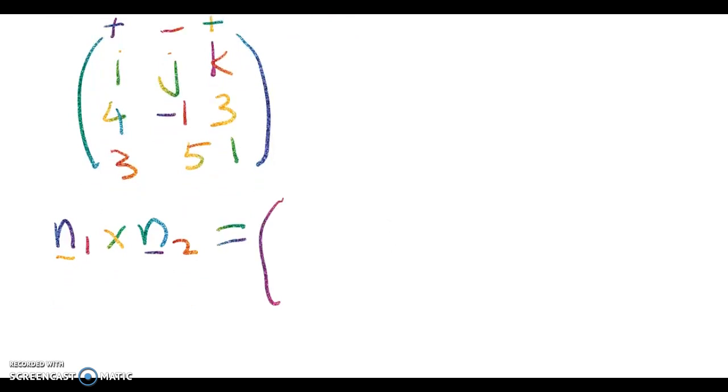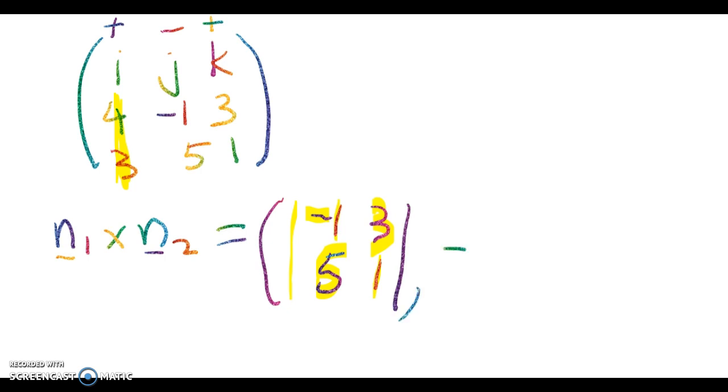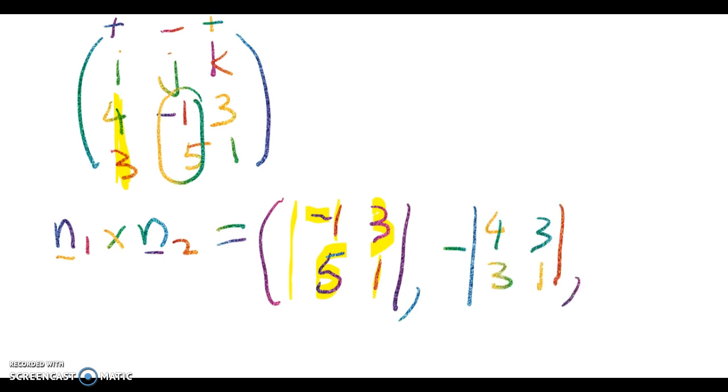First thing we do is we get rid of that column there. That gives me -1, 5, 3, and 1. I don't know what's gone wrong with that pen. There we go. Try again. -1, 5, 3, and 1. The next one is the negative determinant. I wipe out the middle column, and I'm left with this 4, 3, 3, and 1. And the last one is back to being a +1. So I scrub out that column, and I find this determinant here.